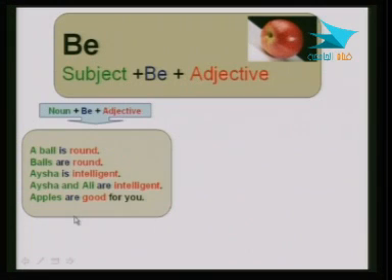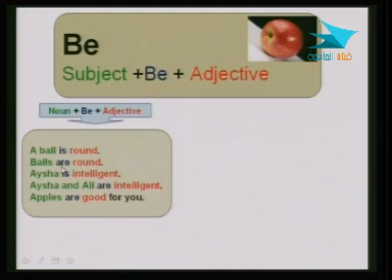Now, the question is, why do we use is here and are here? Well, if we look at the subject, we notice that in the first sentence it is singular, so we have to have a verb be in singular form. And here, the subject balls is plural, so the verb be also has to be plural.